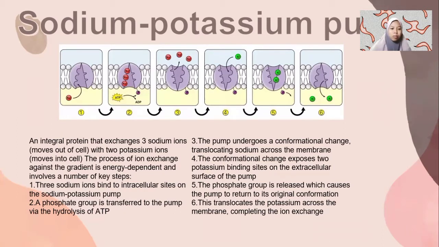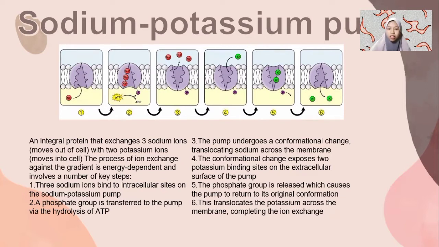So the 3 sodium ions bind to intracellular sites on the sodium-potassium pump. A phosphate group is transferred to the pump via hydrolysis of ATP. Then, the pump undergoes a conformational change translocating sodium across the membrane.